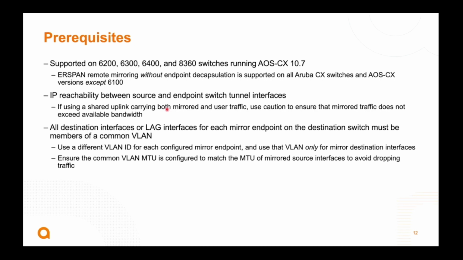And then you want to make sure that the MTU you have configured on that common VLAN matches the MTU of your source interfaces on your source switch, so that you're not dropping traffic that's larger than the configured MTU. The default value is 1500. So if you have jumbo frames, frames in excess of 1500, on your source switch, you want to make sure that that MTU is also configured on your destination ports.